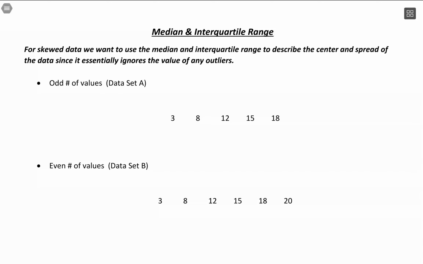So we saw how to describe center and spread when our data is symmetric, but what we want to look at in this video is what do we do when our data is skewed? What are the best measures of center and spread there?